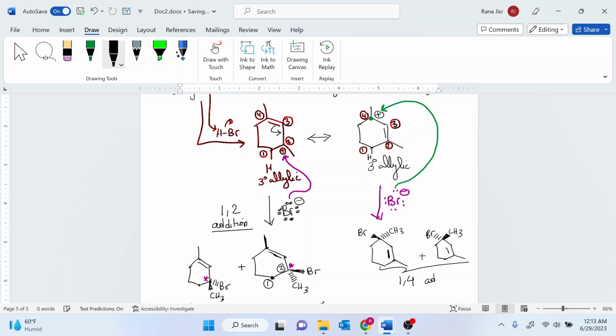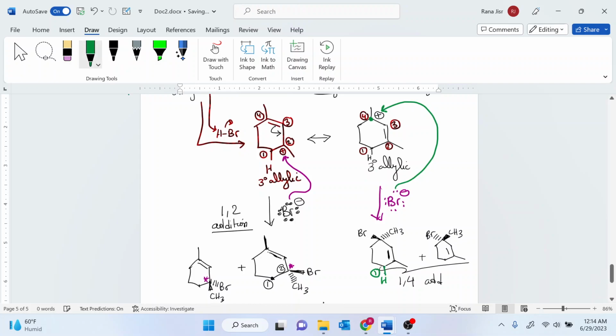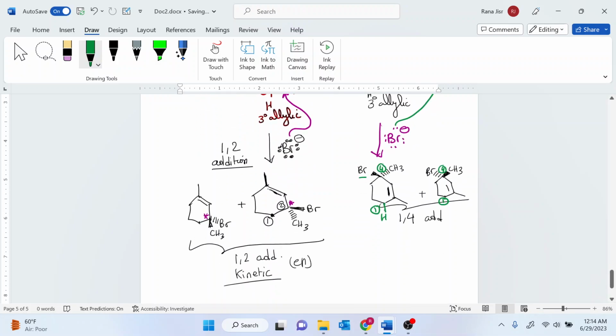This is the 1,4 addition. On carbon 1, you added your hydrogen. And on carbon number 4, you added your bromine. Okay? And this 1,4 addition, this is a thermodynamic product, and that product is going to happen at a high temperature.